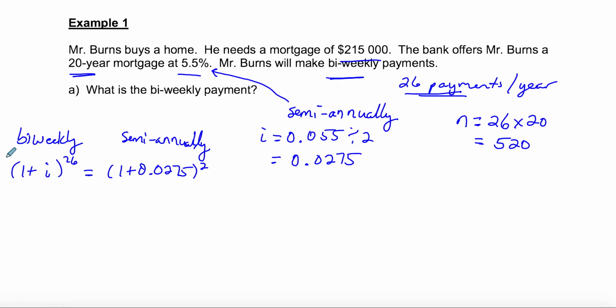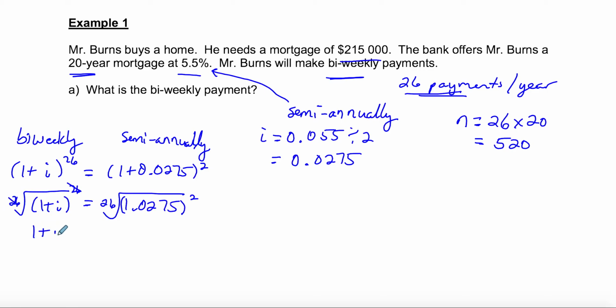So one thing that we can do, in order to remove this 26, we can take the 26th root of this side, (1 + i)^26, so that those would cancel each other out. That means on this side, we actually have to take the 26th root of 1.0275 to the exponent 2. What that means is, on this side, since these cancel out, I just have 1 + i.